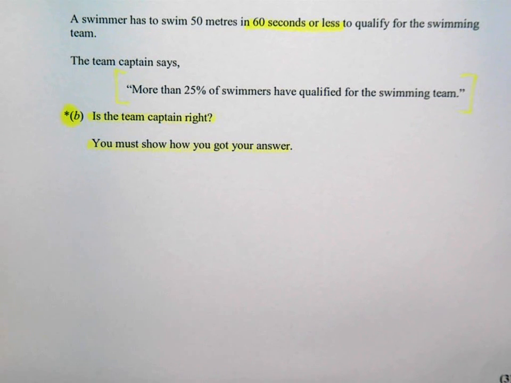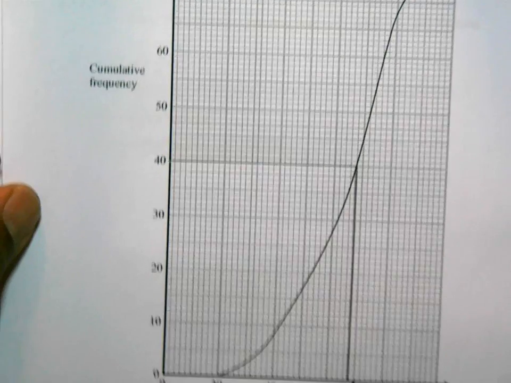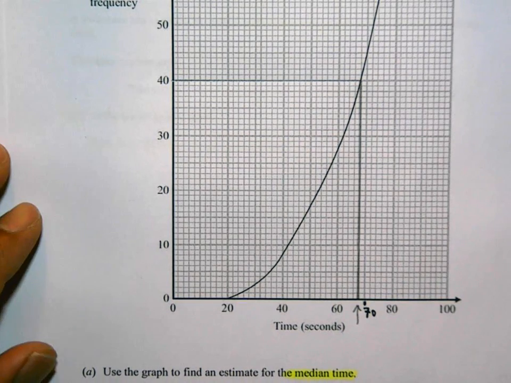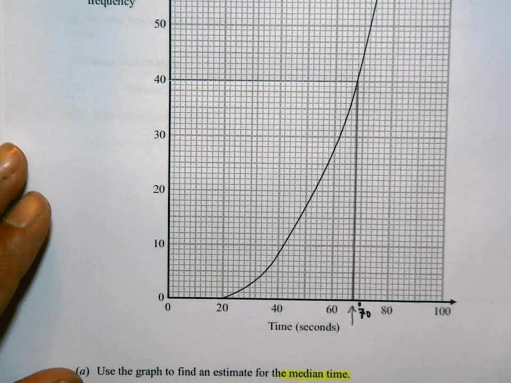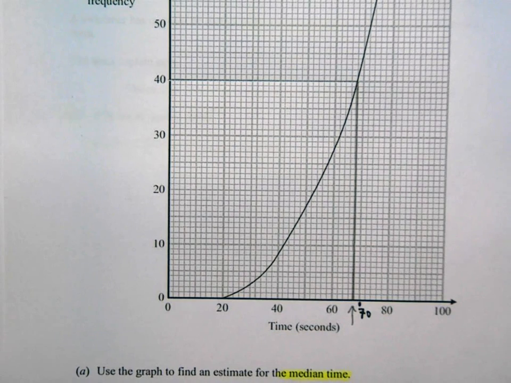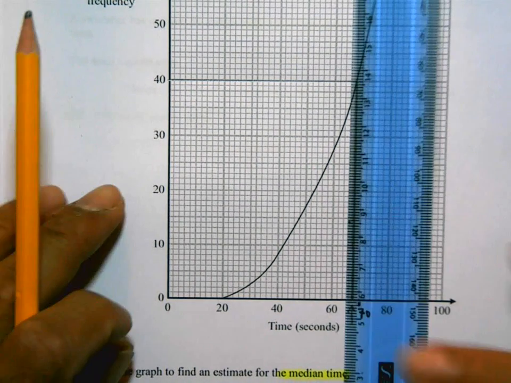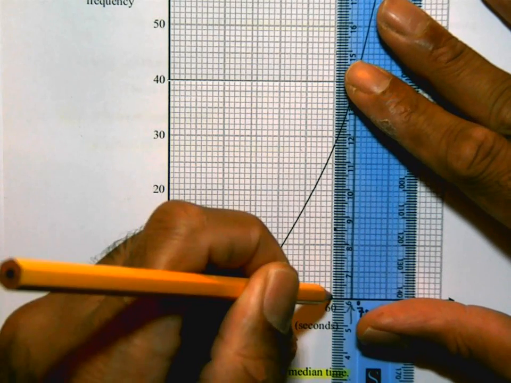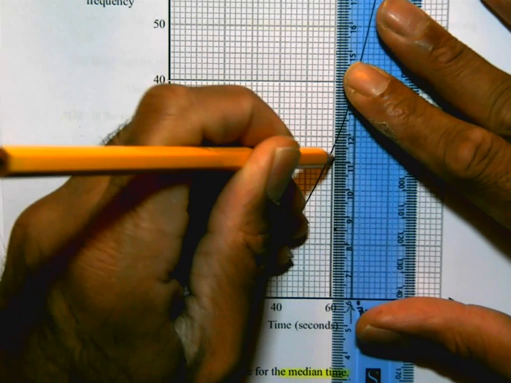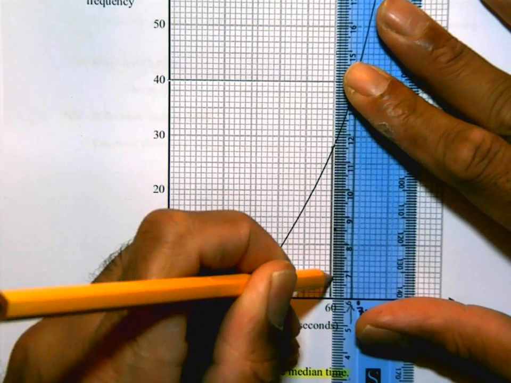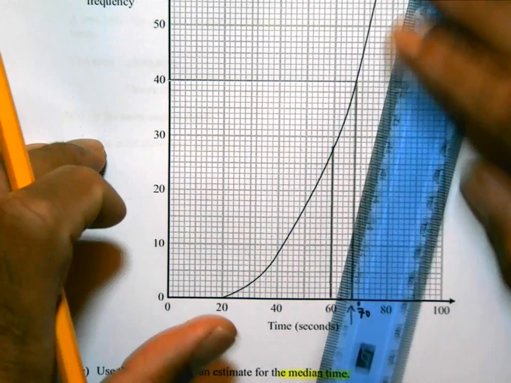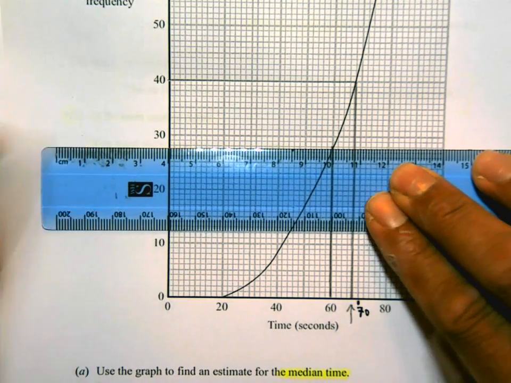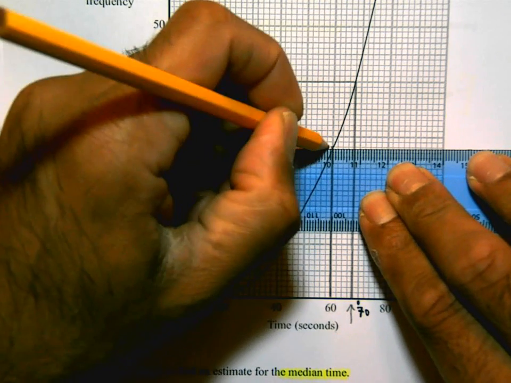So looking at the cumulative frequency graph, and remember they said you must show how you got your answer. So I need to show this on the cumulative frequency graph. If I go to 60 seconds and I take that reading, I want them to see that I've actually done that. So I'm going to mark in along the cumulative frequency graph 60 seconds. I need to find out how many swimmers swam 60 seconds or less. So going across to here, I need to take that reading.